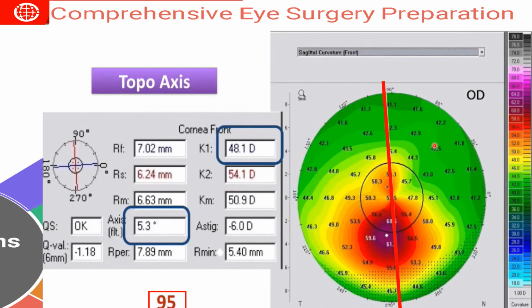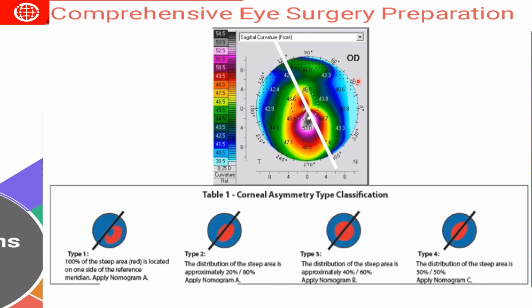After that, as I said, you should make sure that you are in the sagittal map. Then we shift to the elevation map. From the elevation map, we look for the location of the cone by drawing the topographic axis. Now you look at the shape of the cone and determine which of these nomograms it corresponds to. As you can see in this case, it corresponds to nomogram A, so it is similar to this one.